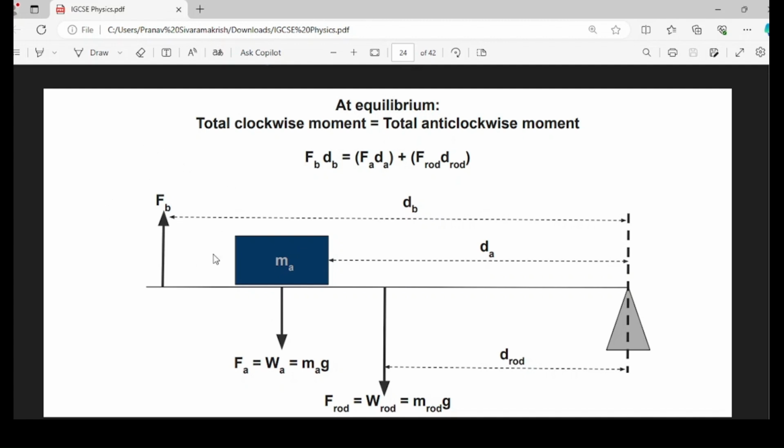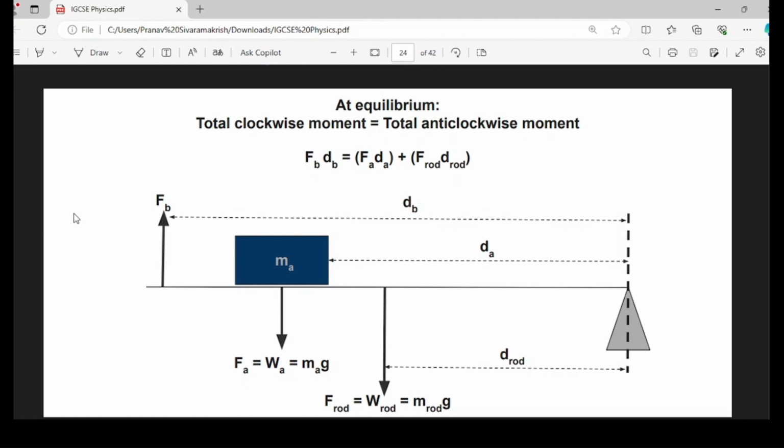If there were no force FB, which acts in a clockwise direction and counters the anti-clockwise moments of these two forces, FA and F rod, then the rod would just go down like that, in the anti-clockwise direction. So you could think of it a bit like a seesaw: if there's no one sat towards the right of the seesaw, and there's only someone sat towards the left, the seat on the right goes all the way up, and the seat where the person is sat on the left goes all the way down. Yep, so it's an anti-clockwise moment.